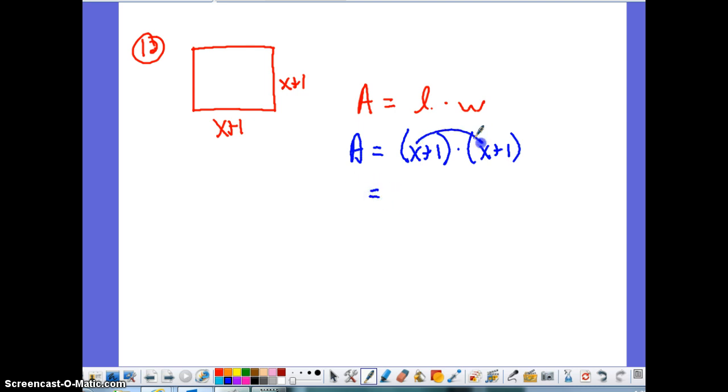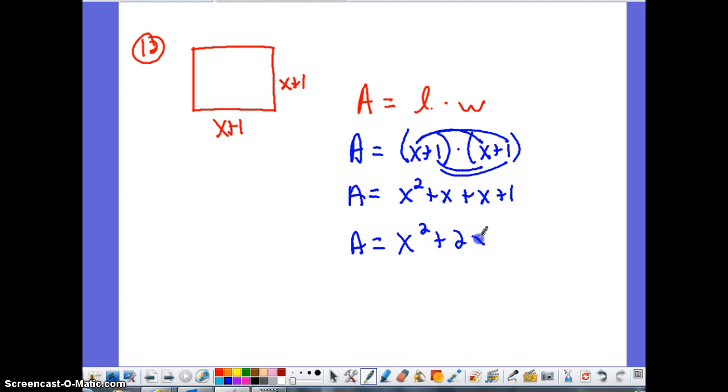So when I solve here, I'm going to again FOIL. That's going to give me x squared plus x. Multiply your 1 through it. It's going to give me plus x plus 1. So therefore, when I'm finished here, my area as an equation is going to be x squared plus 2x plus 1.